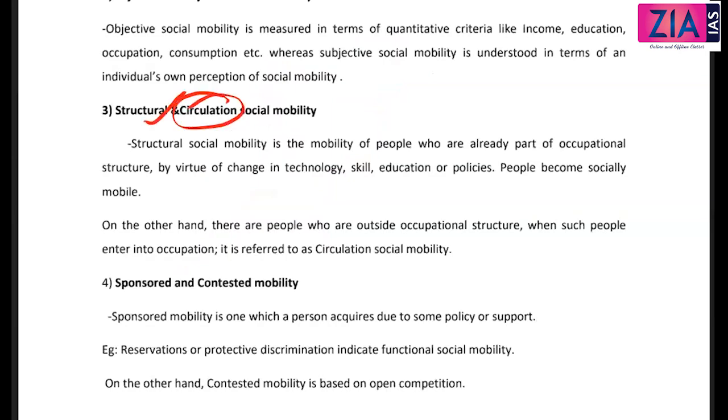Circulation mobility means you are not part of the occupational structure, but when you enter into that, you will experience a mobility. That is occupational circulation. Structural social mobility is the mobility of people who are already part of the occupational structure. Like I've told you, you're already part of the bank, and by virtue of change in technology, computers, skill, education, or new policies, people become socially mobile. That is structural. On the other hand, there are people who are outside the occupational structure. When such people enter, when you get a job, that is circulation social mobility.